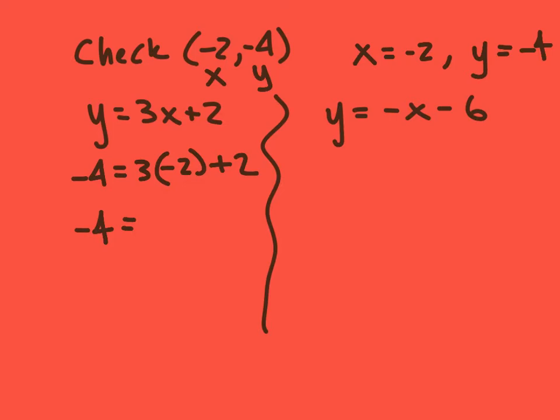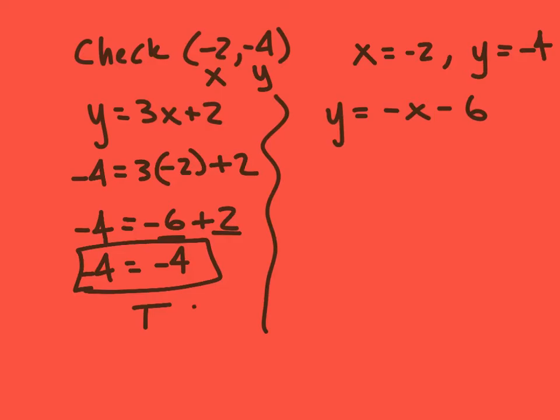So 3 times negative 2 is going to give me a negative 6, plus 2. Negative 4 equals, now negative 6 plus 2 does in fact give me negative 4. Negative 4 equals negative 4. This is a true statement, so it works.